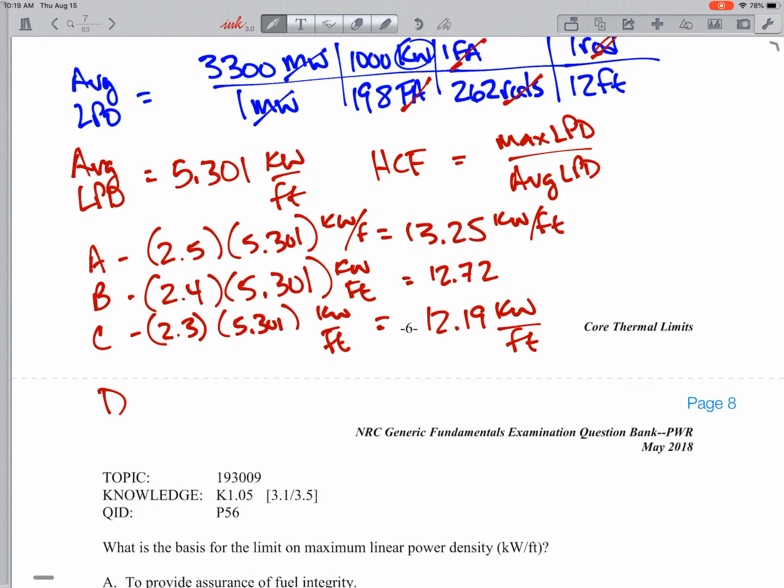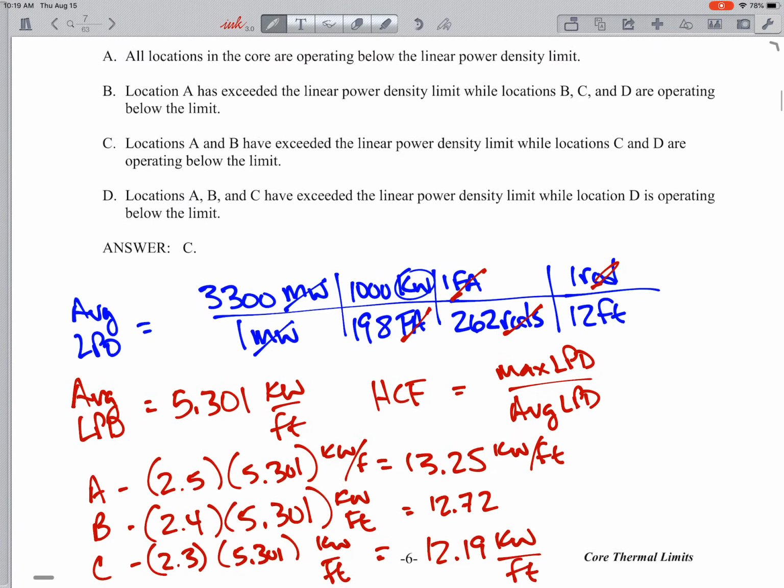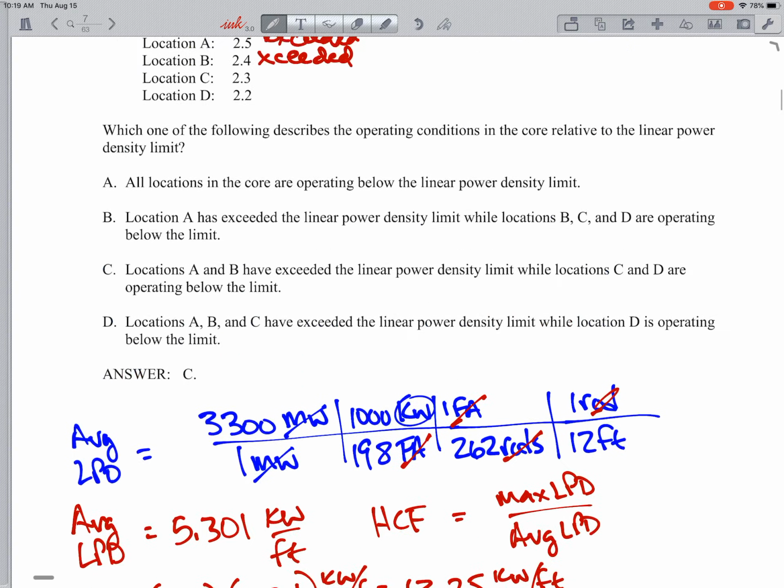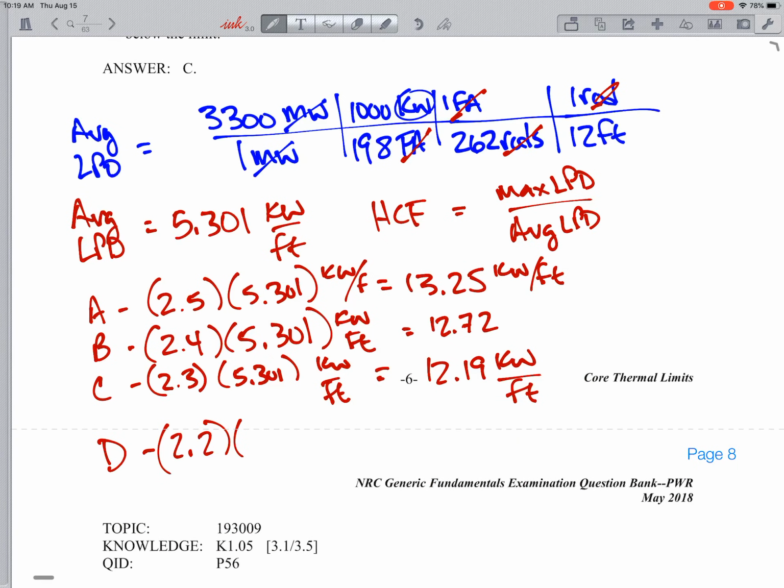And then for Delta, our hot channel factor is going to be 2.2. I guess we can do this if you want, but if 2.3 is not above the limit of 12.4, then 2.2 isn't going to be, but just for fun, 2.2 times 5.301, 11.66 kilowatts per foot. So now we know that A exceeded, B exceeded, Charlie is good, and Delta is good.